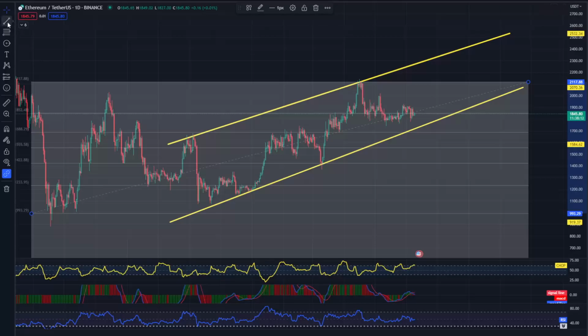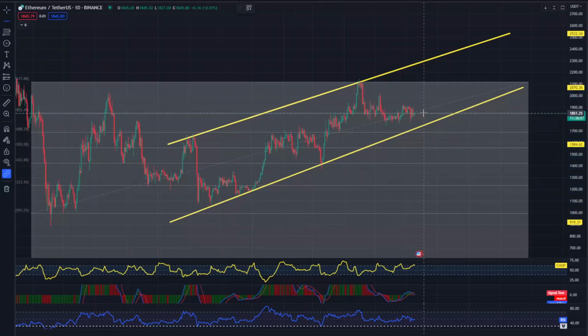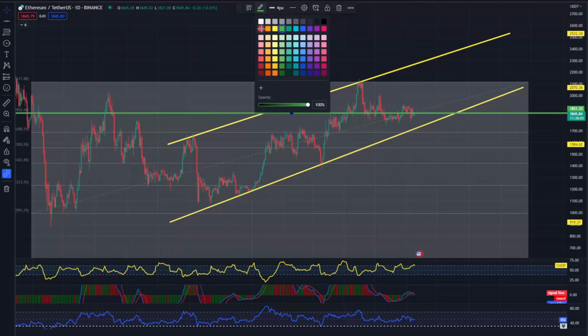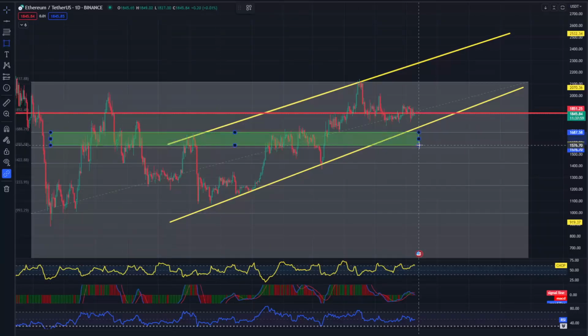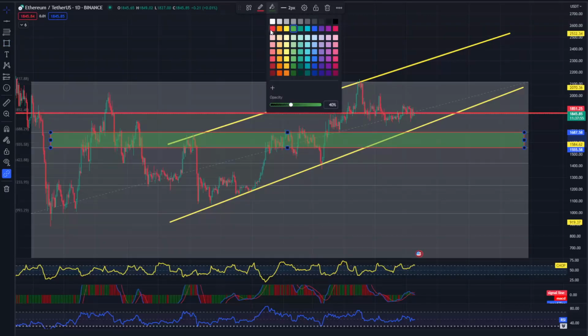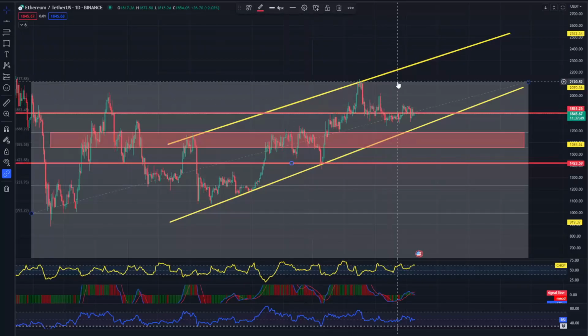We will use the fib retracement tool to mark the support. And as you can see, the first support that is currently holding the price is $1,851. Then we have a support zone from $1,687 to $1,555. However, when the price drops below this zone, we can see a drop around the strong support at $1,423.